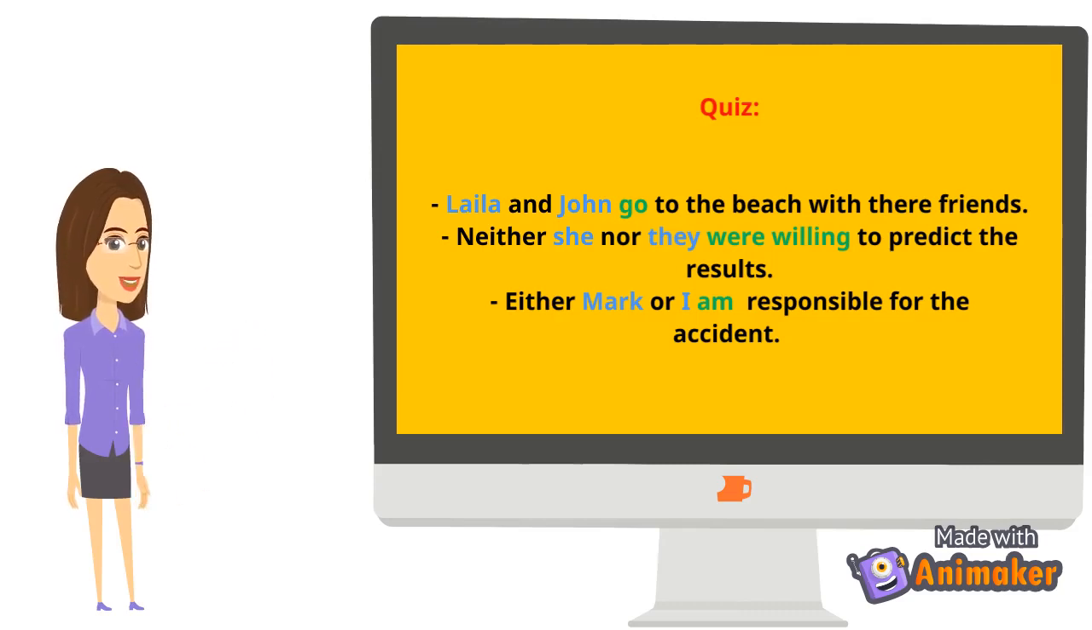For the first sentence, the subjects are Leila and John, and the verb is go. For the second one, the subjects are she and they, and the verb is were willing. For the third one, the subjects are Mark and I, and the verb is am.